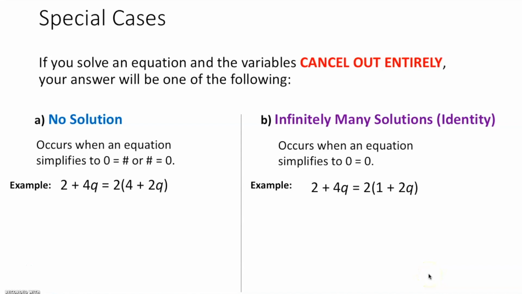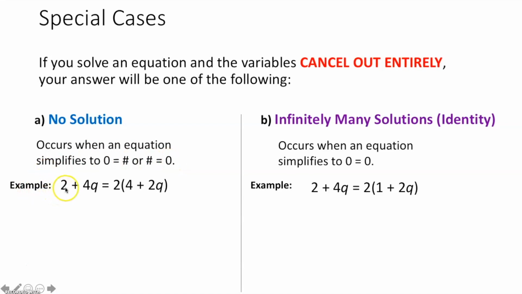Now there are 2 special cases when you have variables on both sides of the equation. If you solve an equation and the variables cancel out entirely, your answer will be one of the following things. If you move the variables to the left side of the equation, but they end up canceling out, you're either going to get no solution or infinitely many solutions. No solution occurs when an equation simplifies to 0 equals a number or a number equals 0.